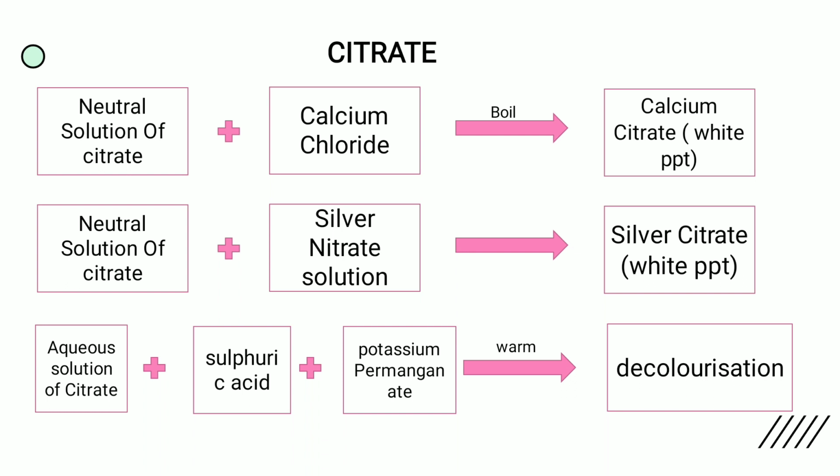Then in the third test, the aqueous solution of citrate is acidified with sulfuric acid. Then we add potassium permanganate. On warming, there is a decolorization. So what is decolorization? Decolorization means a change in color, or loss of color. Here the potassium permanganate has a purple color, and it reacts with the citrate in the acidic medium. The reagent, potassium permanganate, gets decolorized and the purple color is lost. So it is a decolorization.